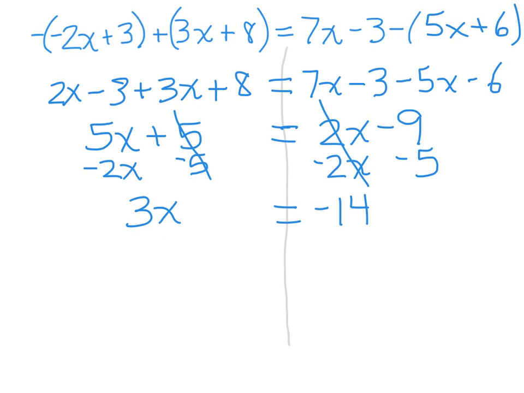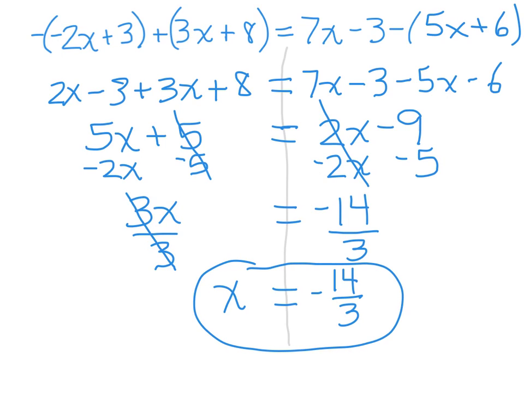but I only want 1. So this time the balancing I'm going to do is dividing this side by 3, so I have 1 x, and the balancing is dividing the right-hand side also by 3, and I end up with 14/3 negative. So x is equal to negative 14/3. I could turn that into a mixed number, but often in algebra the improper fraction is going to be the preferred answer.